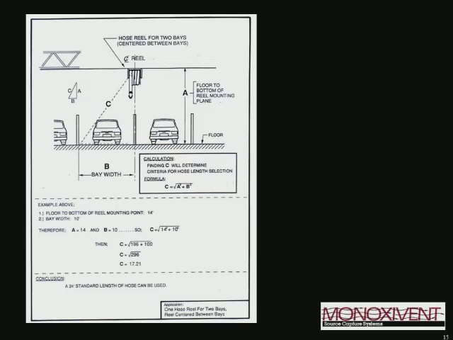All right, so this is a sheet that helps you determine the length of hose that you'll need for a given application. And basically, it's a mathematical equation. C equals the square root of A squared plus B squared. So if you take a look at that equation and you see finally the end result is we need 17.21 feet of hose, well, then we would recommend a standard length of 24 feet of hose to be able to properly cover that bay or that vehicle or that application.